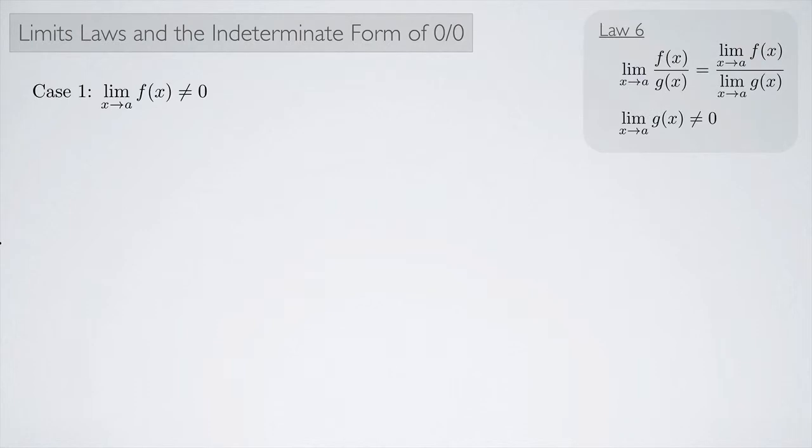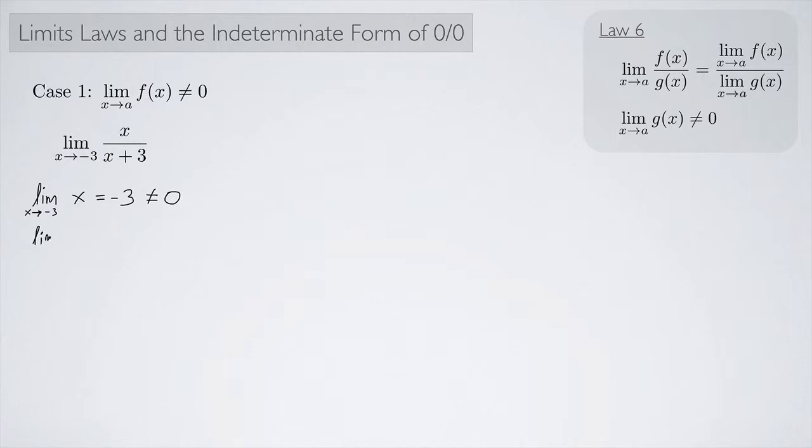So I have law 6 up here in the corner, and then I have case 1. This was the case where f of x, the numerator up here, the limit as x approaches a of f of x does not equal 0. So an example of this might be the limit as x approaches negative 3 of x divided by x plus 3. In this case, we can look at the limit of the top part here. So this would be the limit as x approaches negative 3 of x, and that equals negative 3, so that definitely does not equal 0.